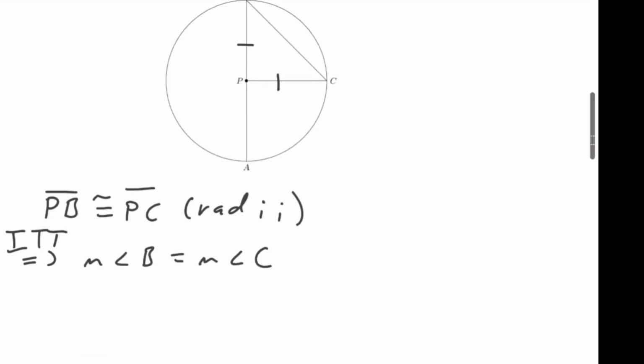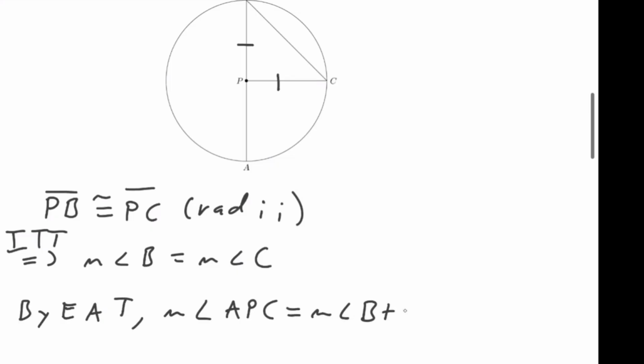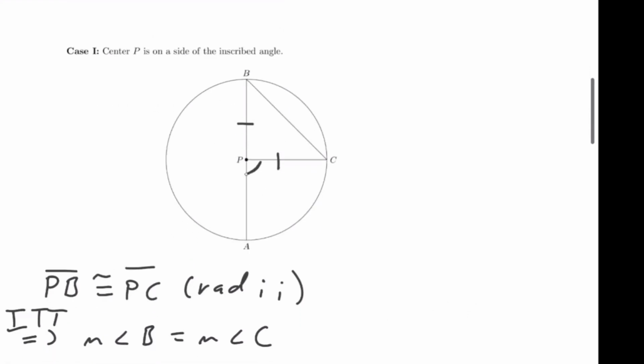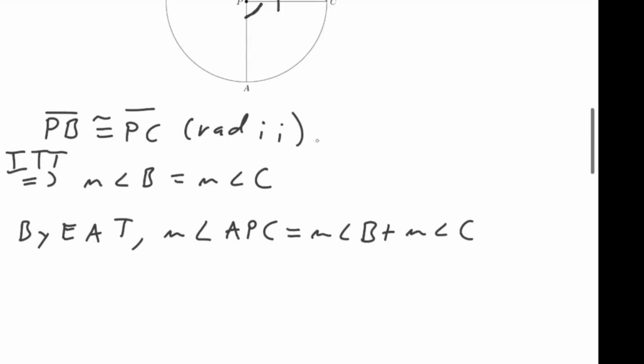Now, we can look at angle APC. By the exterior angle theorem, the measure of angle APC is equal to the measure of angle B plus the measure of angle C. And this implies that the measure of angle APC is equal to 2 times the measure of angle B, because angle B and angle C are the same.